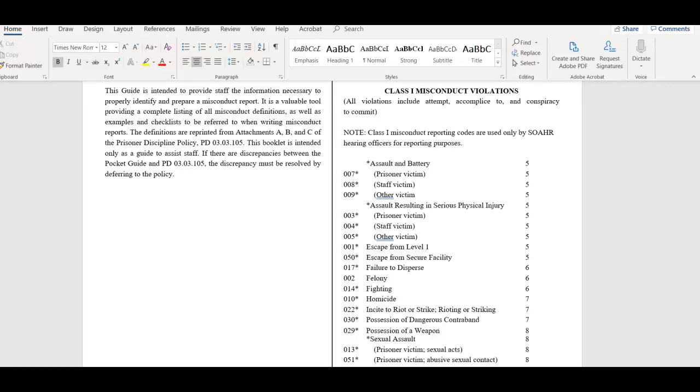the incident report. So usually on the incident report, we put the code and the type of incident. So assault and battery, if it's against a prisoner, would be 007. If it's against a staff member, we would have assault and battery 008. And 009 is an other victim, somebody that is not affiliated with the prison, maybe a maintenance worker that comes in or a visitor, etc.